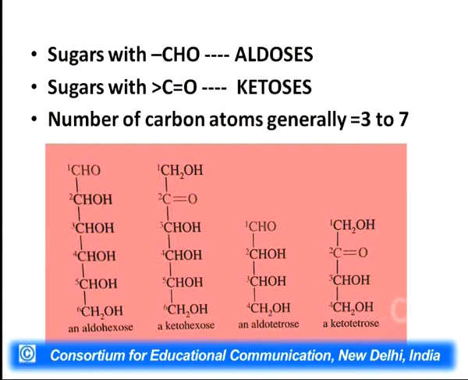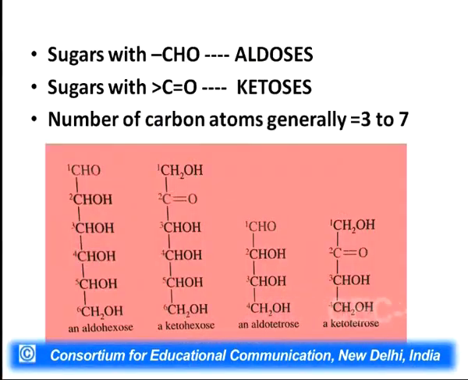If a sugar has an aldehyde group, we call them aldoses, and if they have a ketone group, we call them ketoses. And the second thing that we have to keep in mind is that the number of carbon atoms generally ranges between 3 to 6 in monosaccharides. So that means we can now classify monosaccharides as aldohexoses or ketohexoses.